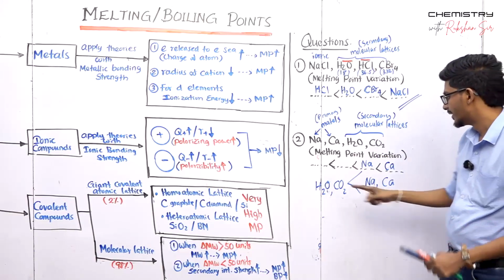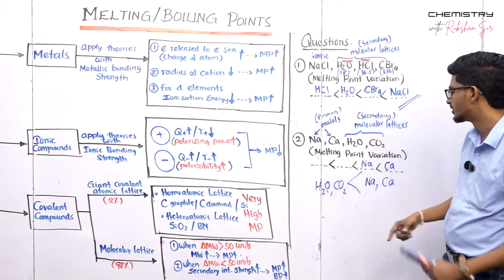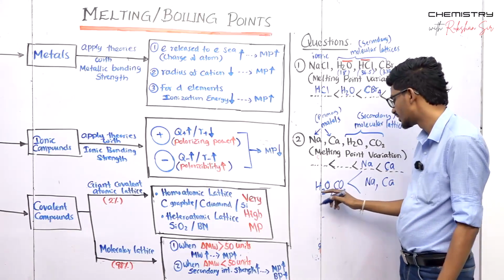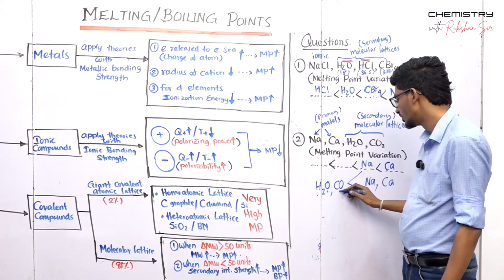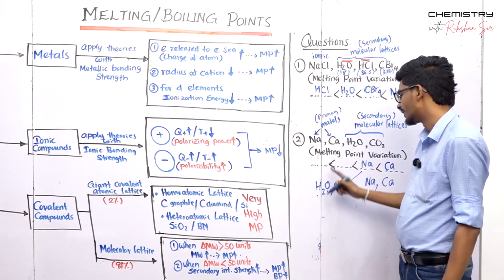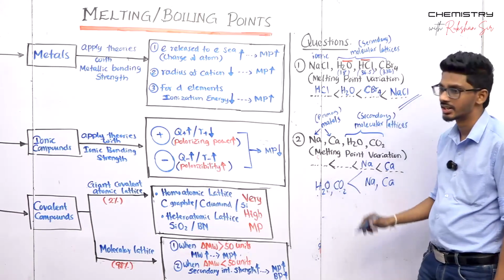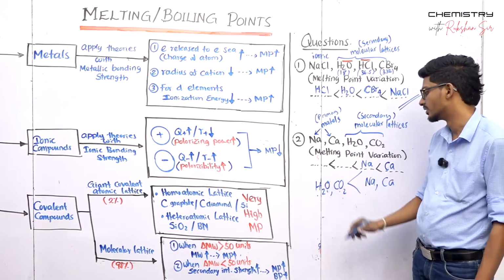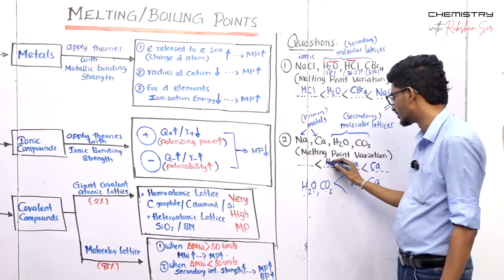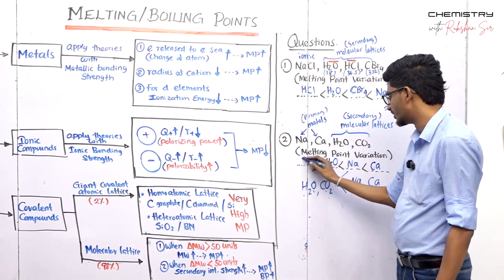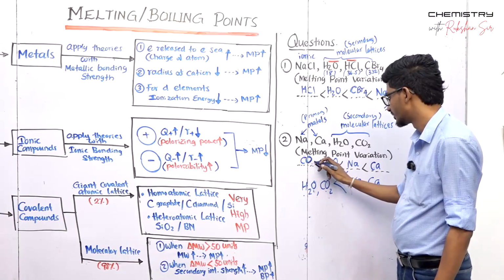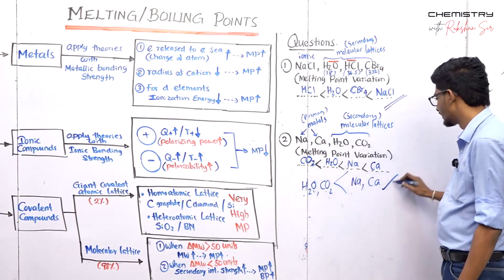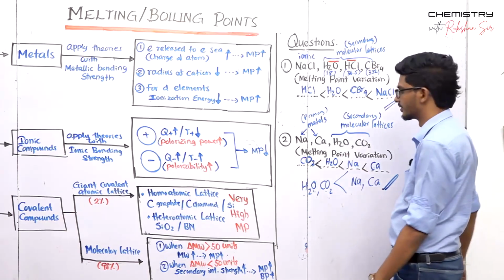Next one, H2O and CO2. We know H2O has hydrogen bonds, CO2 has London forces, and hydrogen bonds are stronger than London forces, so H2O wins over CO2. That is how we are supposed to come up with the answer.